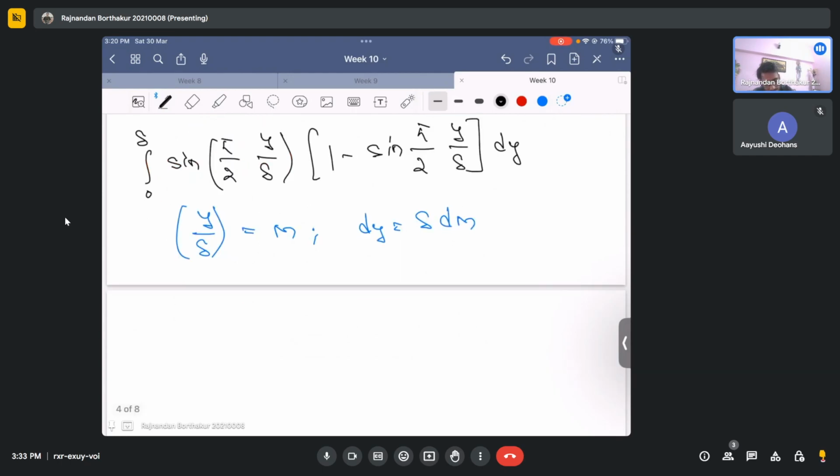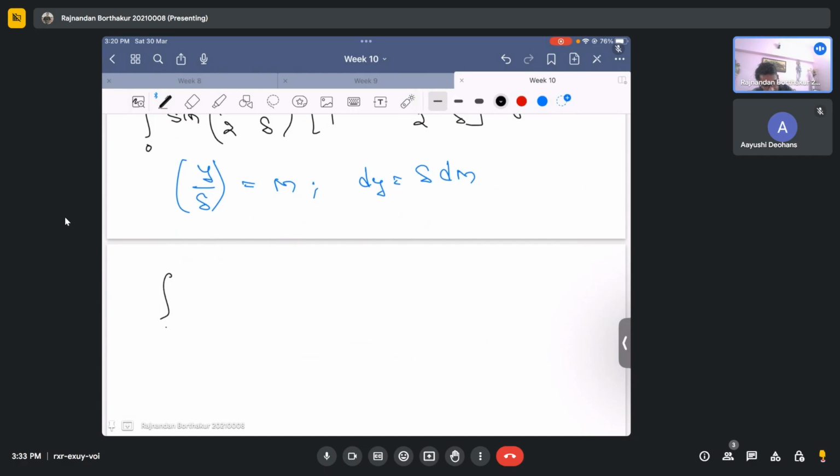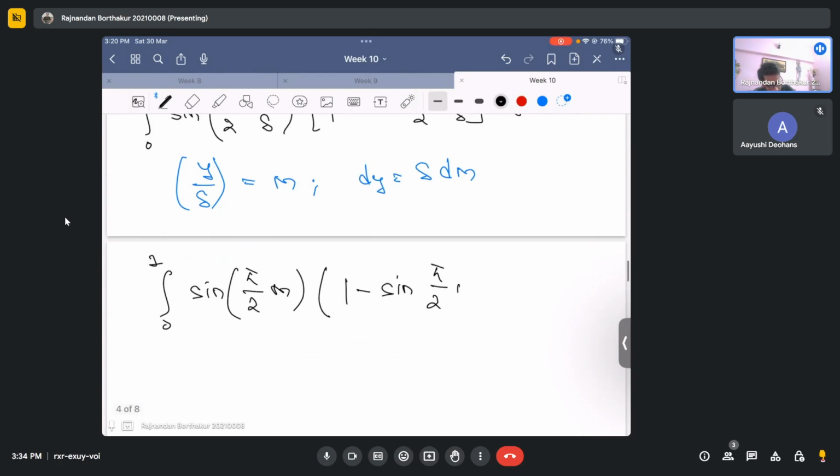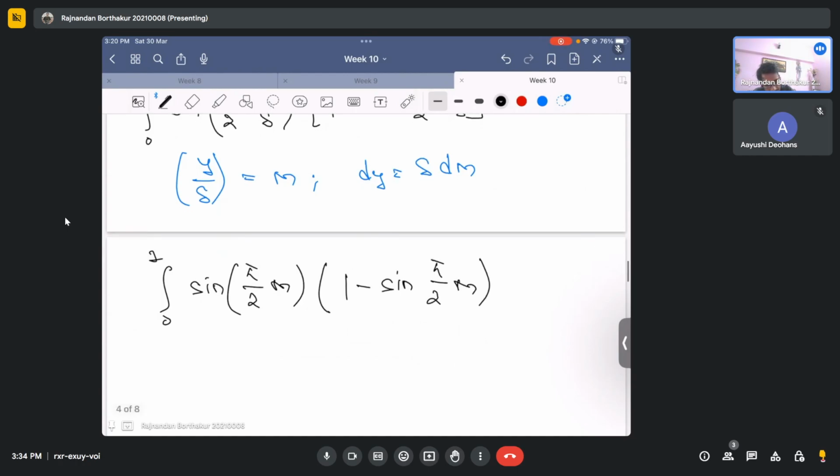And then if you evaluate this, it will become integral 0 to 1, sine of pi by 2m. You can take this pi by 2 also inside this. It will just remain as a constant, and when you are done solving the integral, the pi by 2 will just come up. So that's why you can just take y by delta as m. The next term is just 1 minus sine pi by 2m, and dy is delta dm, but I know that delta is just a constant here, so we are just left to evaluate this integral.